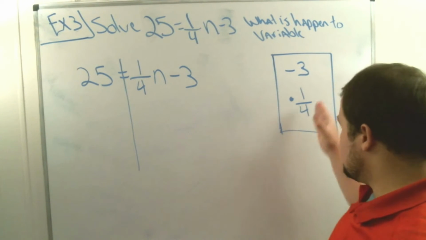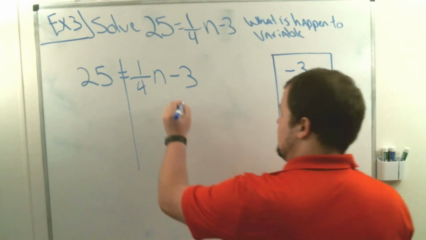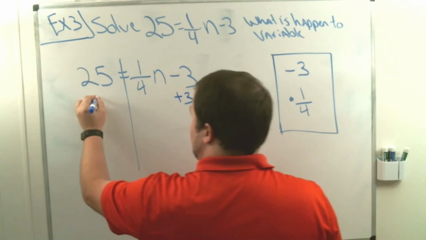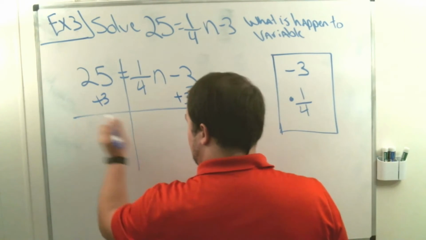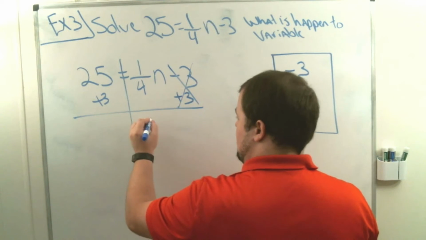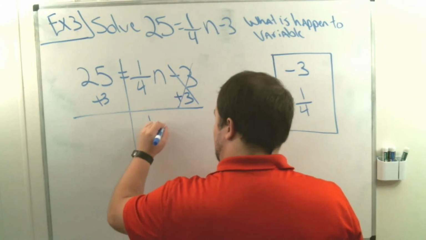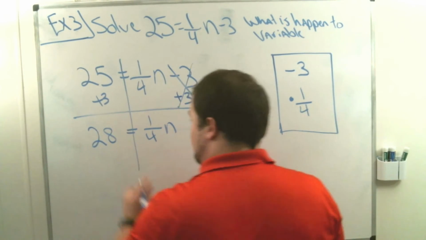Well, looking at this box here, I know I should get rid of minus 3 first. So I'm going to get rid of minus 3 by adding 3. And if I add 3 to one side, I need to add 3 to the other. Draw a line. A negative 3 plus 3 cancels out because that's 0. We have 1/4 of a number equals 25 plus 3, that's 28.